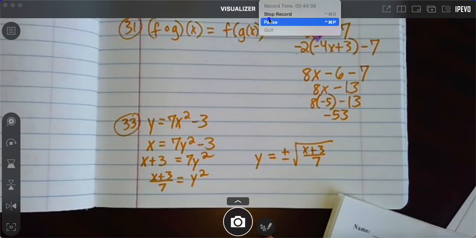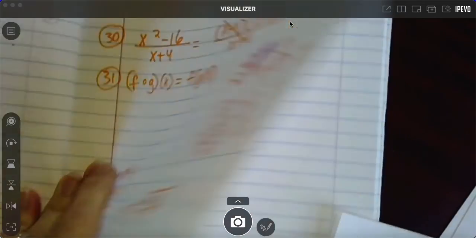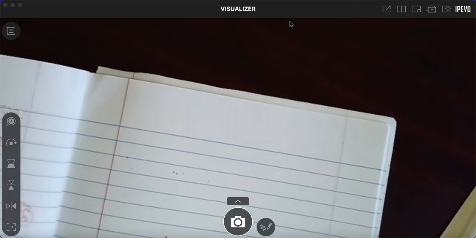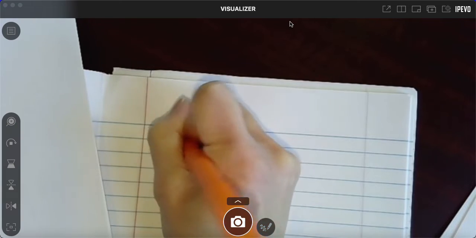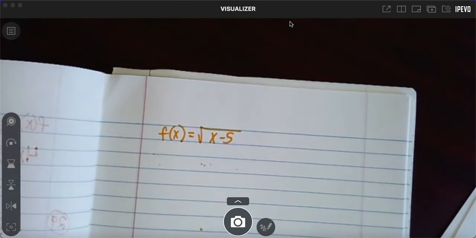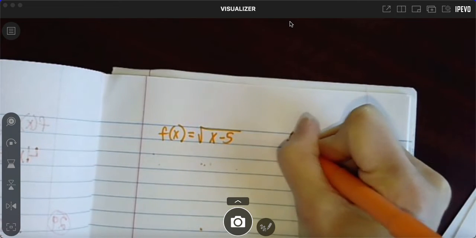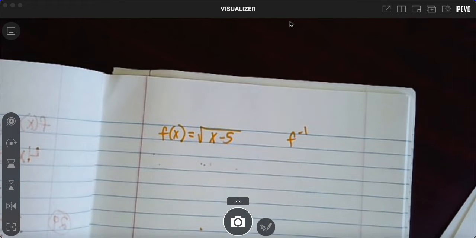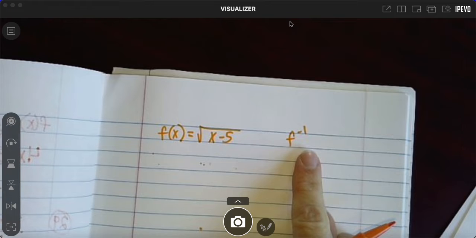I'll count. All right. On number 34, we'll at least start it. This one's not on there, but I do want to show you they have this function. On the ACT, I didn't know how to do it, so I just guessed. Here's your function, x minus 5. What does this little symbol mean? It means the inverse. They want you to switch it. That's all that means. I told y'all that in college it's going to look like this, depending on your college class.